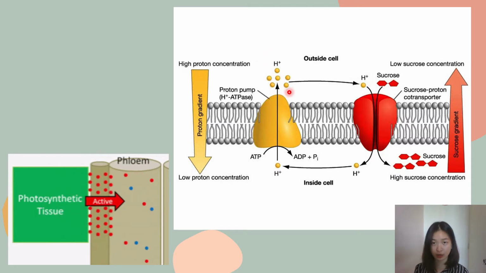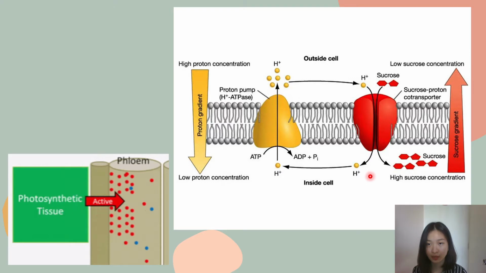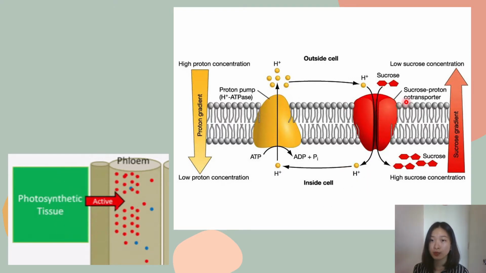The hydrogen ion in the mesophyll cell will carry the sucrose molecule and diffuse into the companion cell, following the concentration gradient, by using a sucrose proton co-transporter through facilitated diffusion. And when the sucrose molecule reaches the companion cell, it will diffuse into the sieve tube through the plasmodesmata via simple diffusion.